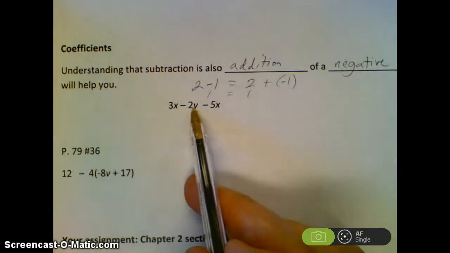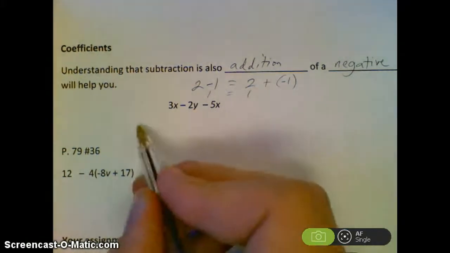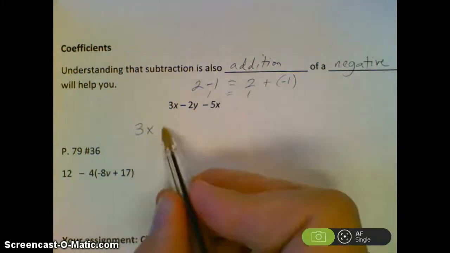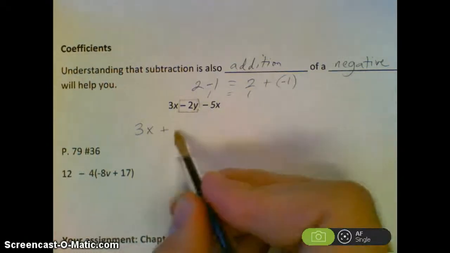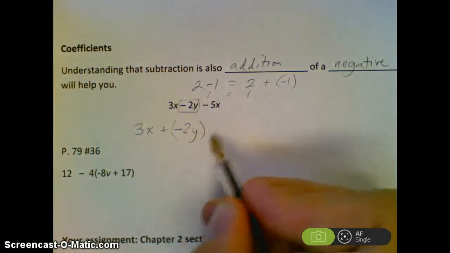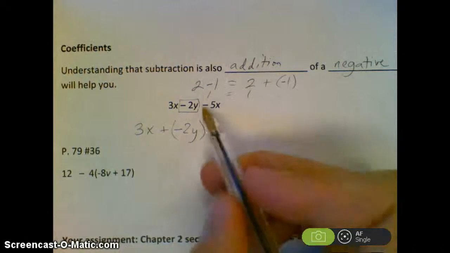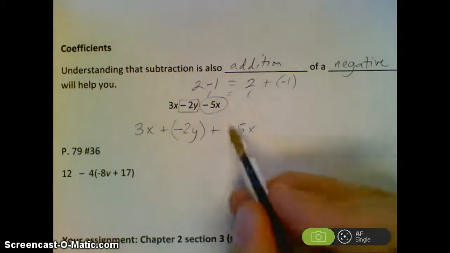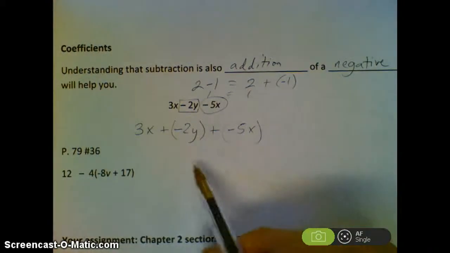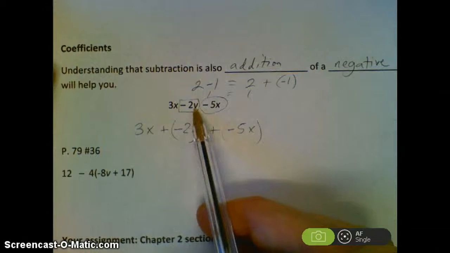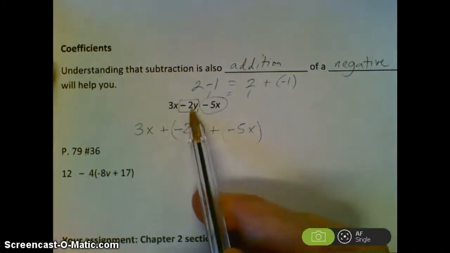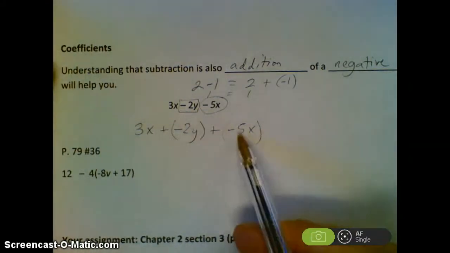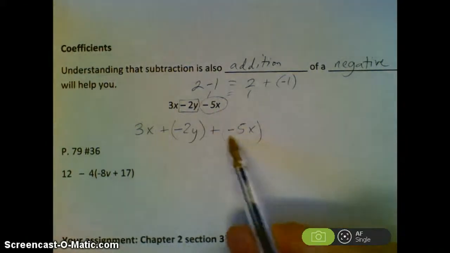So when I look at this, I can actually change it to 3x plus a negative 2y plus a negative 5x. So if you were asked, what is the coefficient that multiplies y, the answer would be a negative 2. What is the coefficient that multiplies x? The answer would be a negative 5.